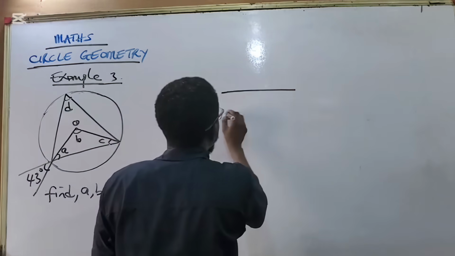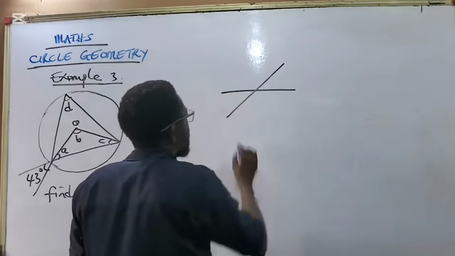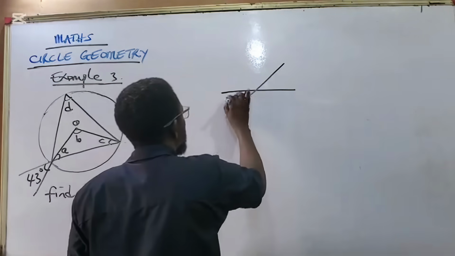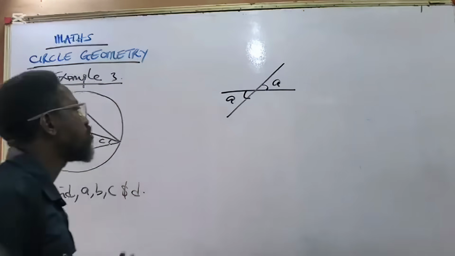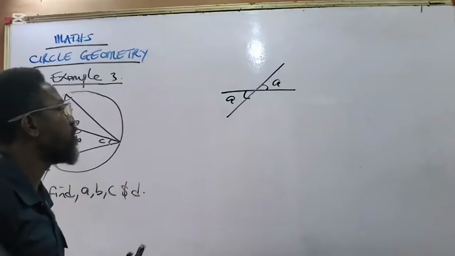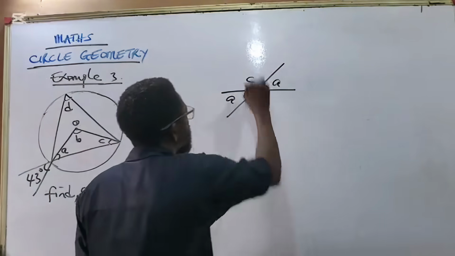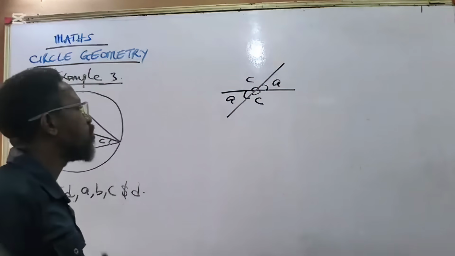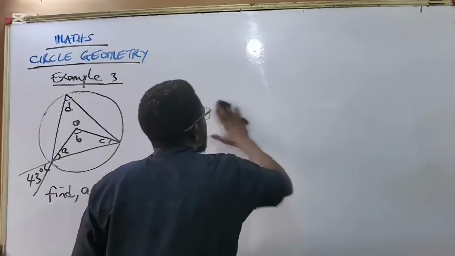We have a straight line. Let's just illustrate that so you understand what we're talking about. This one is a straight line. You have another straight line like that. This angle here is A. This angle becomes A. This is what's referred to as vertically opposite angles. So angles facing each other are equal. The same thing, if here is C, here will also be C. Vertically opposite angles are equal. So now that you've learned this, let's proceed.